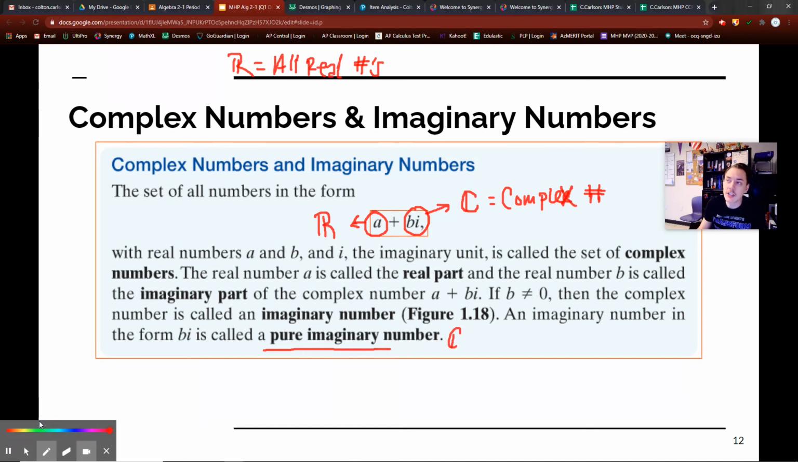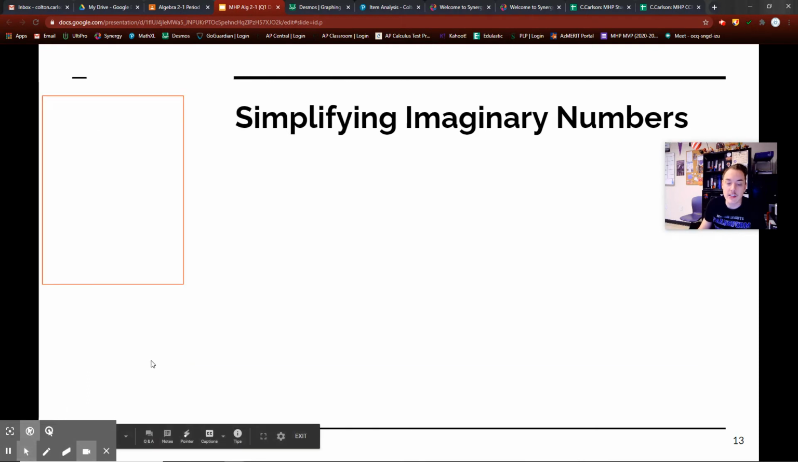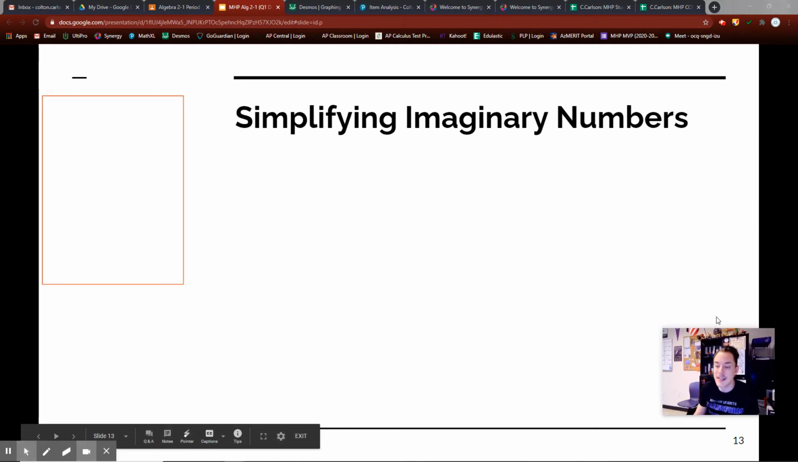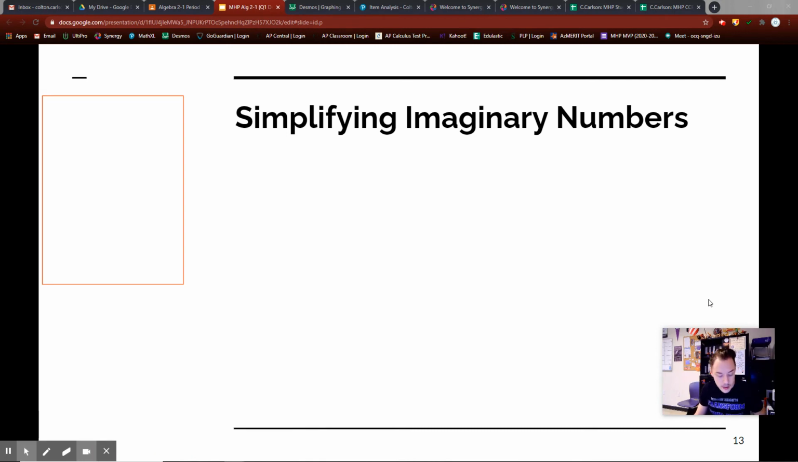So essentially, this is going to be the basis for the next 2 weeks or so. So make sure we know this. I am going to be reviewing this slide right here tomorrow. So if you don't write everything down, that's fine. Now let's actually get to simplifying. The whole rest of the day will be simplifying what we call imaginary numbers.